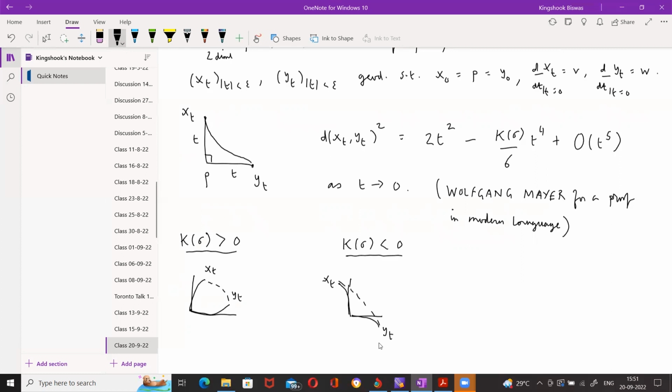So the sign of sectional curvature determines infinitesimally whether geodesics are diverging slower than Euclidean space if the curvature is positive, and faster than Euclidean space if the sectional curvature is negative. That's what it's measuring. So this is another geometric interpretation of sectional curvature.